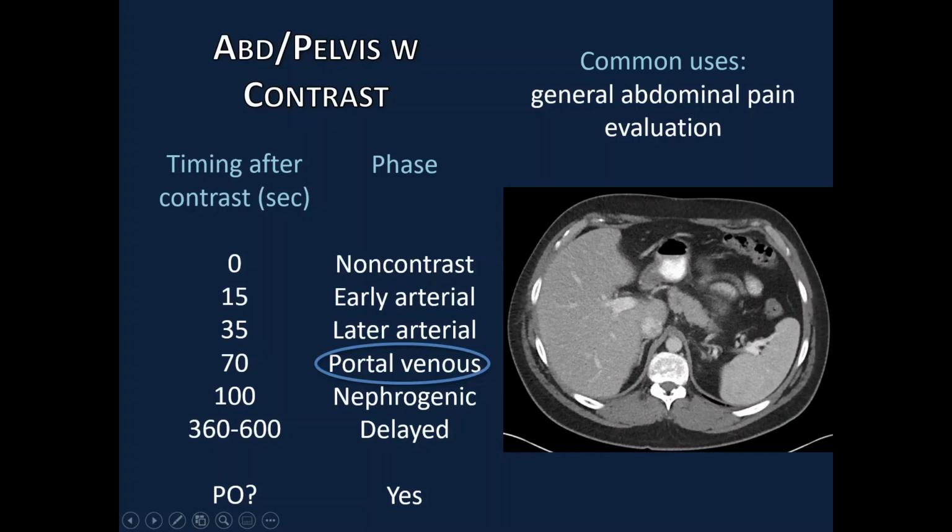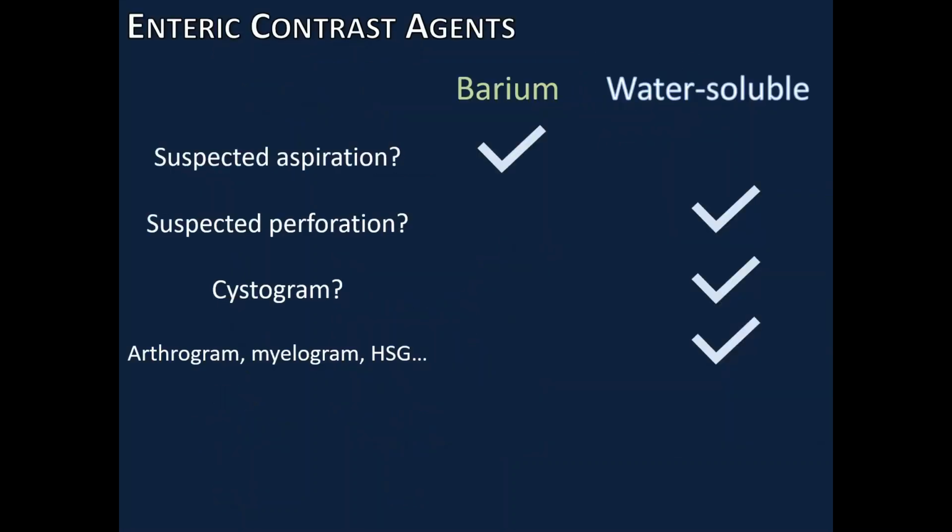It's kind of a default option in patients who are coming in because it allows us to evaluate the solid organs and the bowel very well. In this case, we're also giving oral contrast. When giving enteric contrast, we have two options, barium and water-soluble contrast. Each has important uses. Specifically, barium is used in patients who could aspirate.